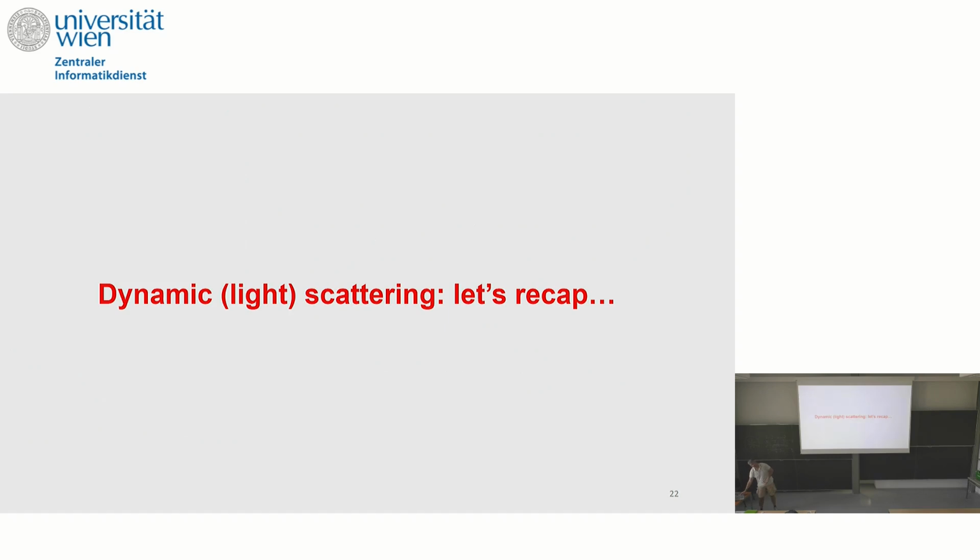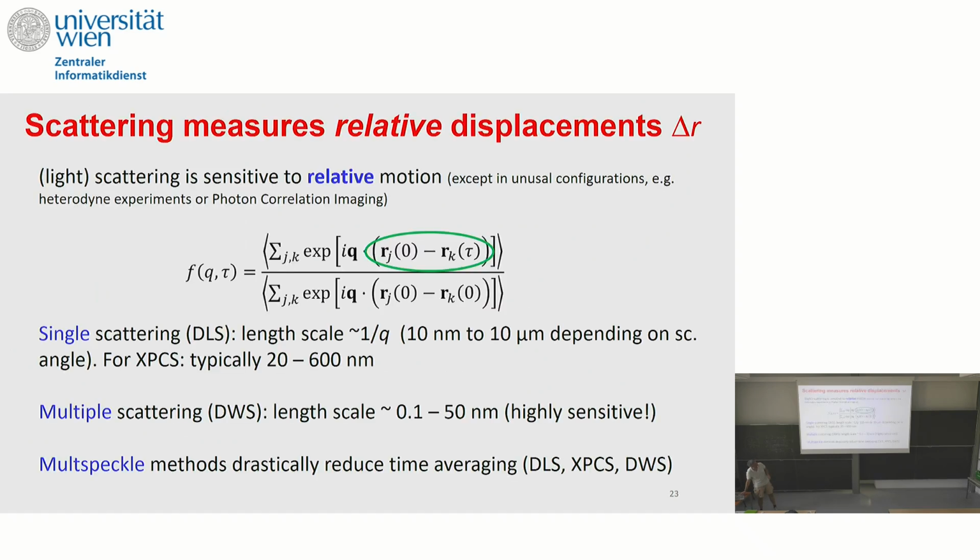Okay, let's recap what we have learned about dynamic light scattering. We have learned that it's sensitive to the relative motion between particles, because here, remember that our intensity correlation function is proportional to the intermediate scattering function squared. And here you have this difference in particle position. You don't care if all your sample undergoes a rigid translation. Usually in light scattering, you don't see anything. You will not notice that. You are not sensitive to that because the relative distance here will not change if everything moves like that. There are exceptions, we'll see later.